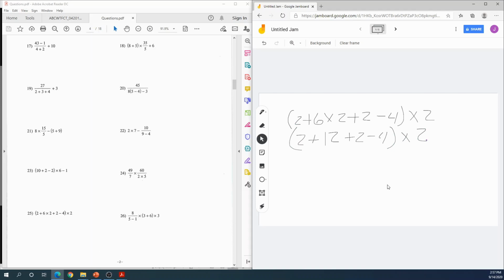Next, we'll do all of our addition within the parentheses. So 2 plus 12 plus 2 minus 4. This is going to give us 12, times 2. 12 times 2 is equal to 24. So again, we did everything within the parentheses first. Once we start working within the parentheses, we follow the order of operations again, and then did our multiplication very last to get 24.